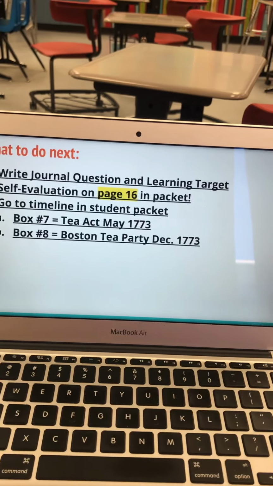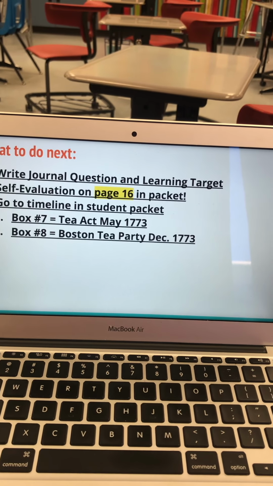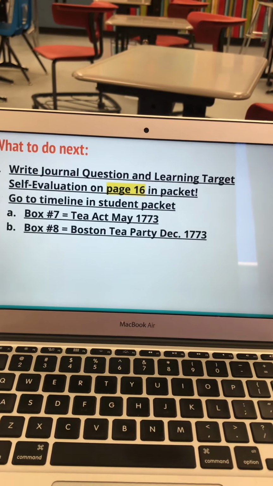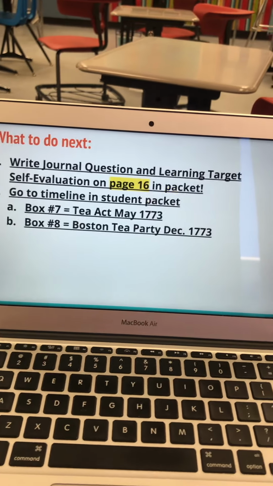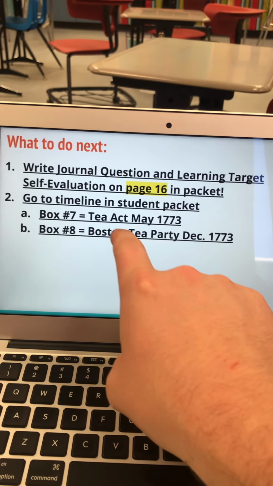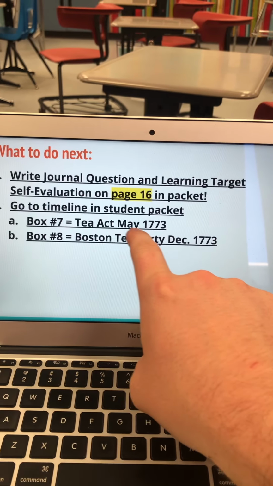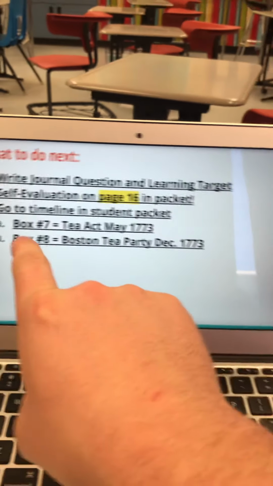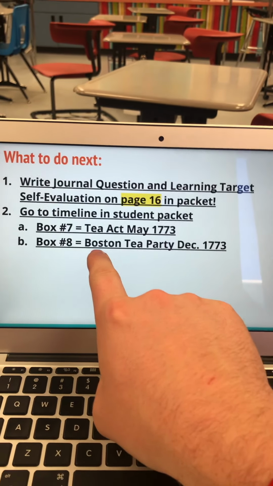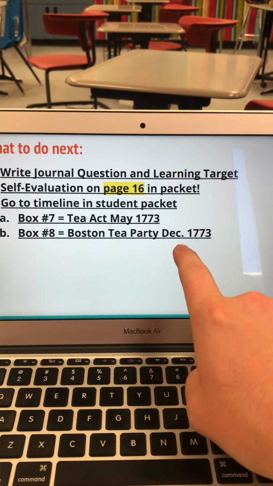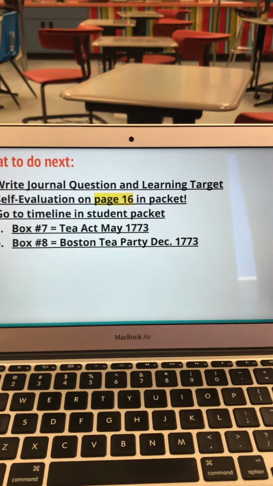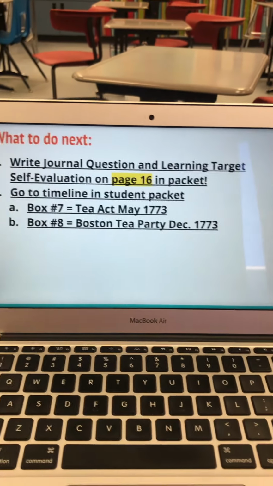Write your journal question and learning target self-evaluation on page 16 in the packet. Go to the timeline in the student packet, at the last page in your packet. In box number 7, you would write down Tea Act, May 1773. In the next box, number 8, you would write Boston Tea Party, Dec. 1773. That is it.